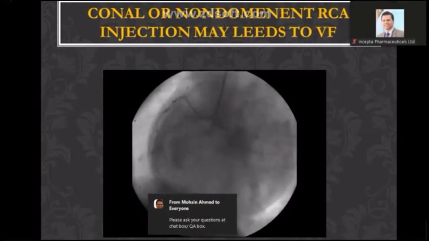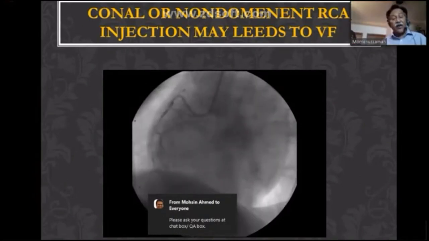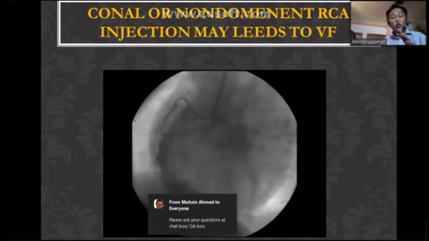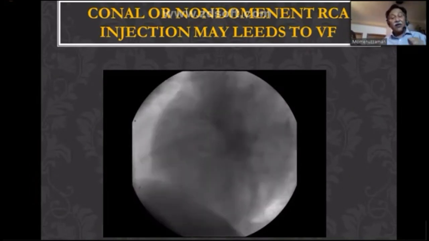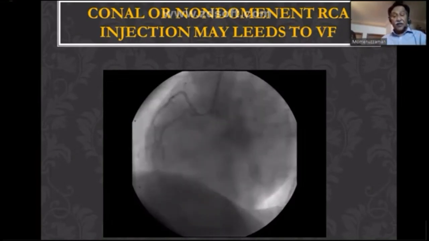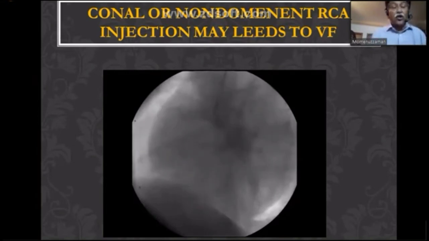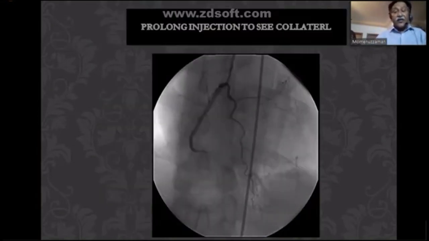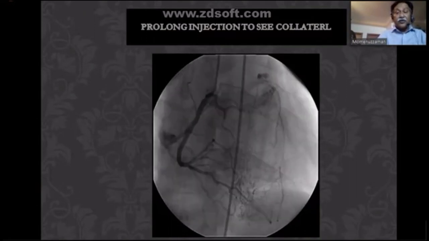Similarly, in a patient with a non-dominant vessel with a conal branch, if you inject the same amount of dye, it can also initiate arrhythmia like ventricular fibrillation. So be careful in injecting a non-dominant right coronary artery. And as I said, you need a prolonged exposure to see the collateral.